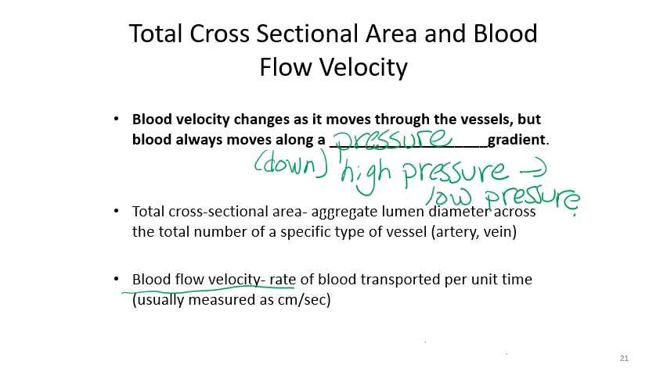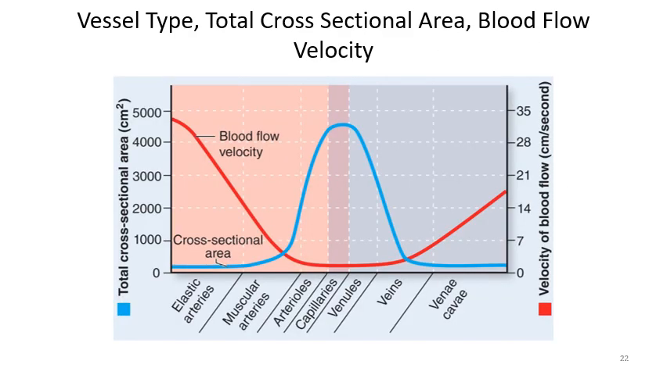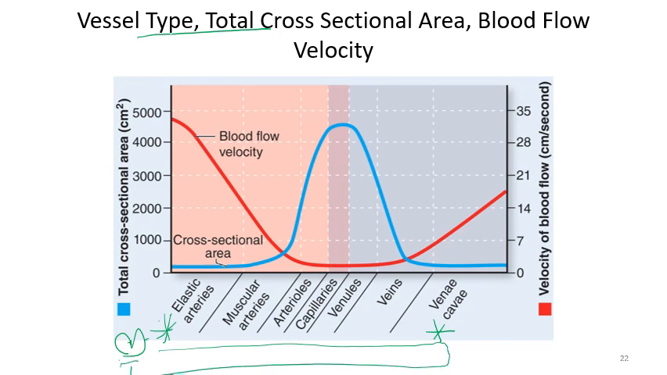And so we look at it with a little graph, which is kind of weird. So this is vessel type. So here are the different kinds of vessels. These big elastic arteries all the way back to the vena cava. So we're moving away, here's the heart. Blood is going this way, and then it'll come back to the heart. So these are the different kinds of arteries.